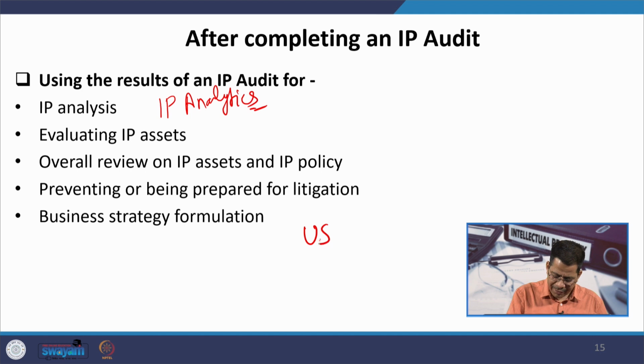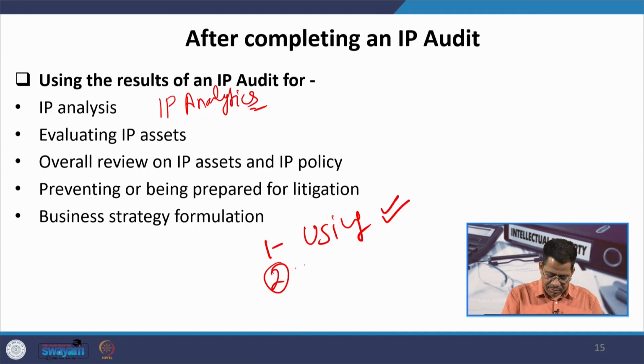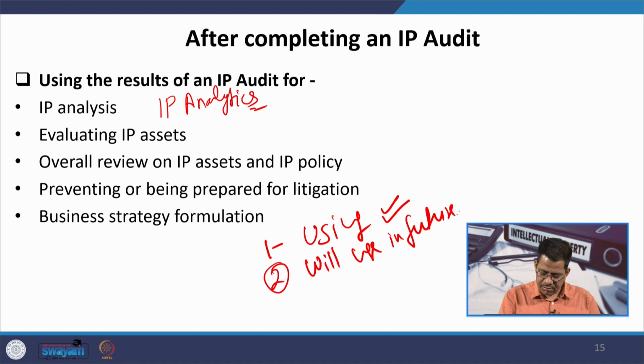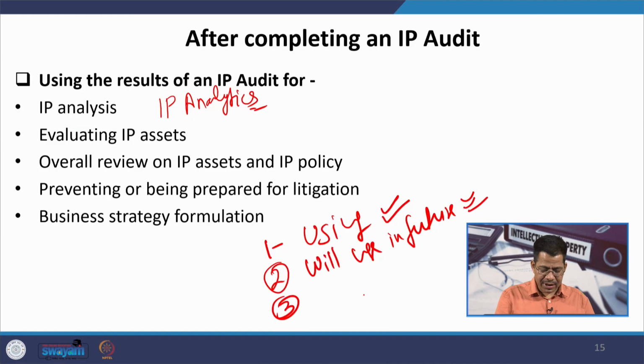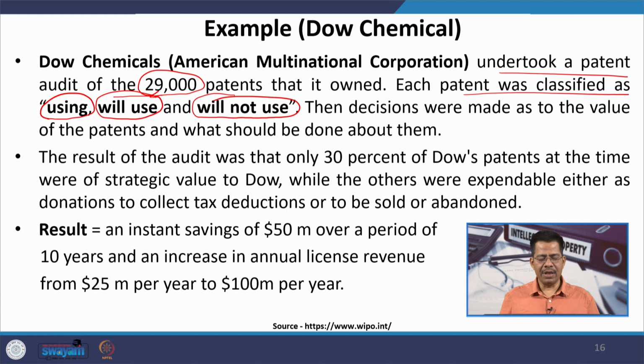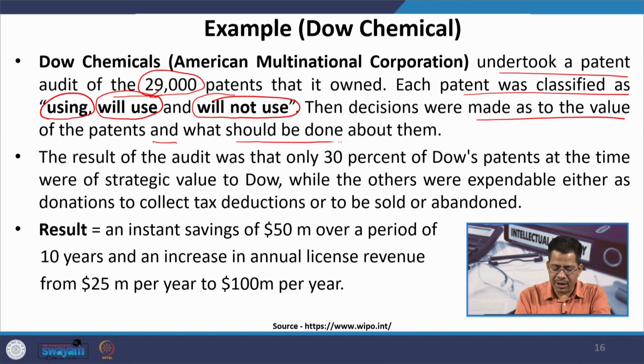One is using, already on. The second is they say that yes, we will use in future. And then the third category, which is interesting, is that they will not use. Now, when they say that they will not use, it means these are non-value adding IPs, and therefore, you can remove them from your basket. So, the decisions were made as to the value of the patents and what should be done about them.